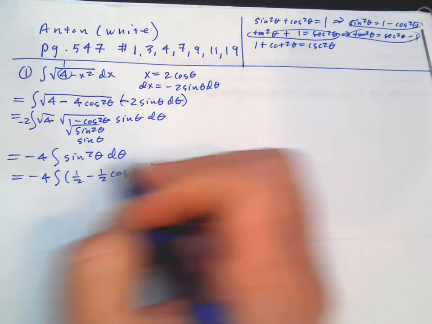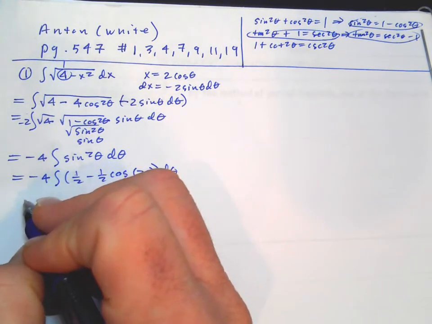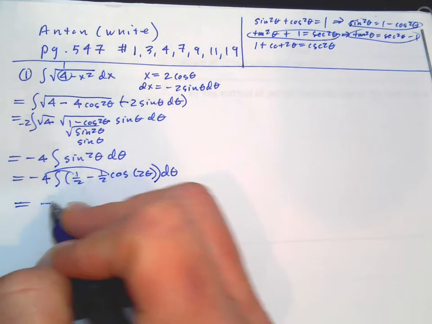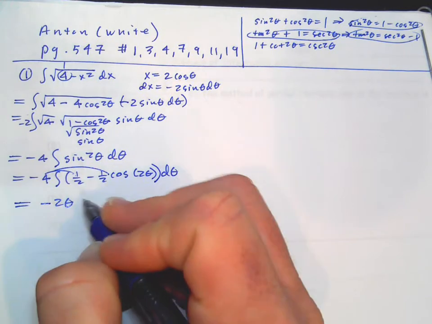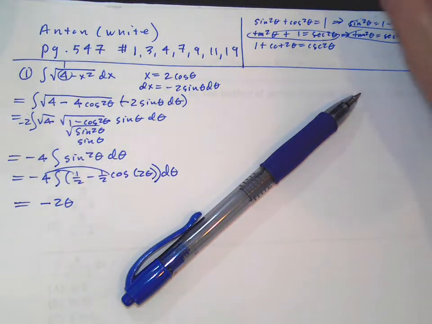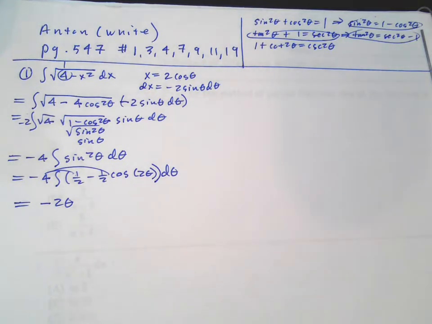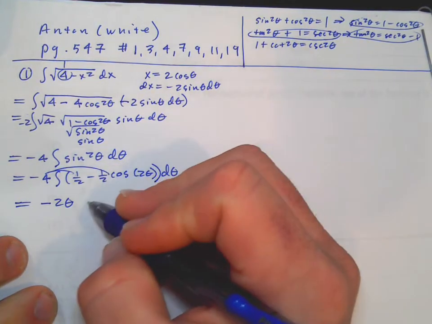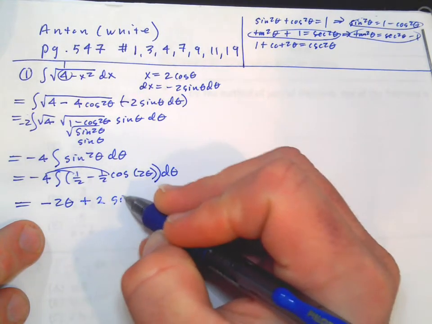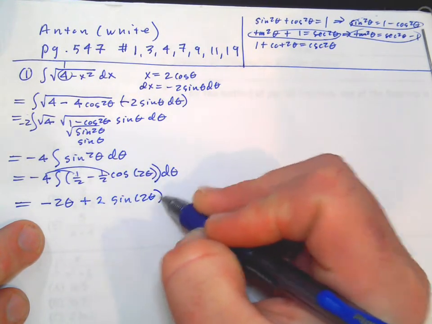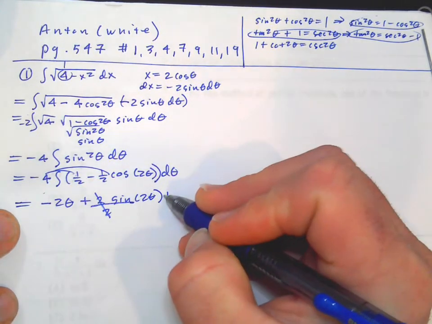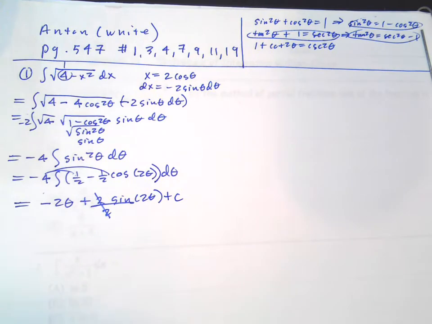We could bring the 4 back in. So when you integrate this, it is going to be negative 2 theta. Okay, so that's going to be positive, plus, now it'd be sine 2 theta, but then you're going to get an extra 2 popping out, so you have to divide by 2 because of the chain rule, and then it's going to be plus c. So this is what we have so far.